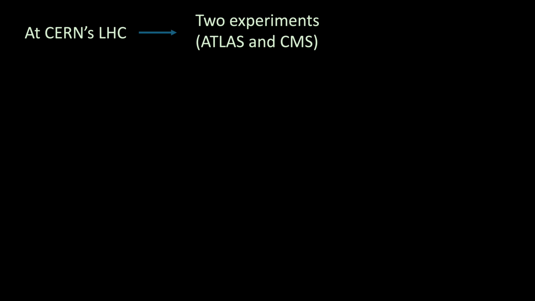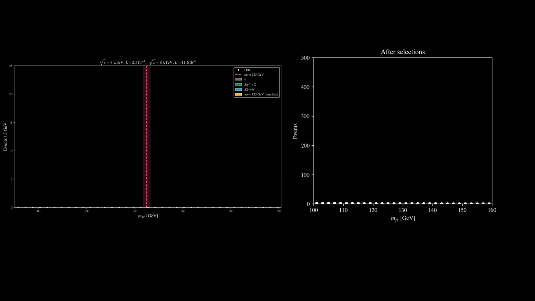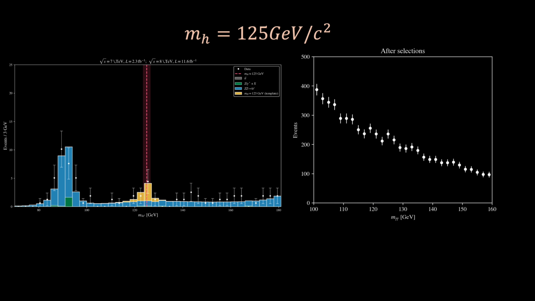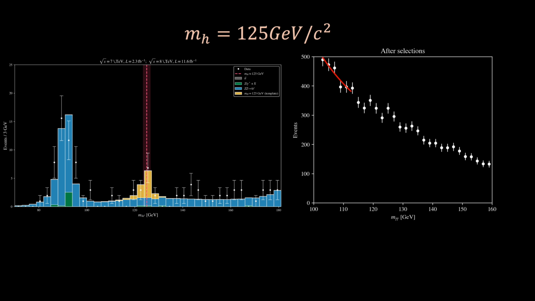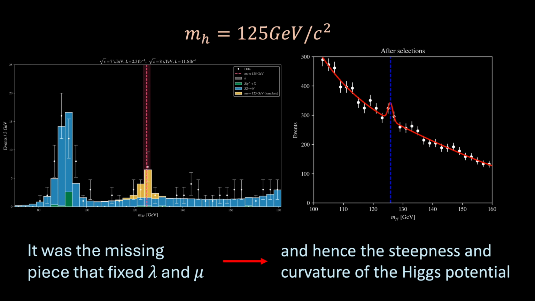At CERN's Large Hadron Collider, two vast experiments, ATLAS and CMS, saw the same thing. A brand new particle, appearing with a mass of around 125 GeV/c², a tiny bump in the data, signalling the discovery of a particle that had been predicted half a century earlier. It was the missing piece that fixed lambda and mu, and hence the steepness and curvature of the Higgs potential, uncovering the hidden landscape that underpins the standard model of particle physics.